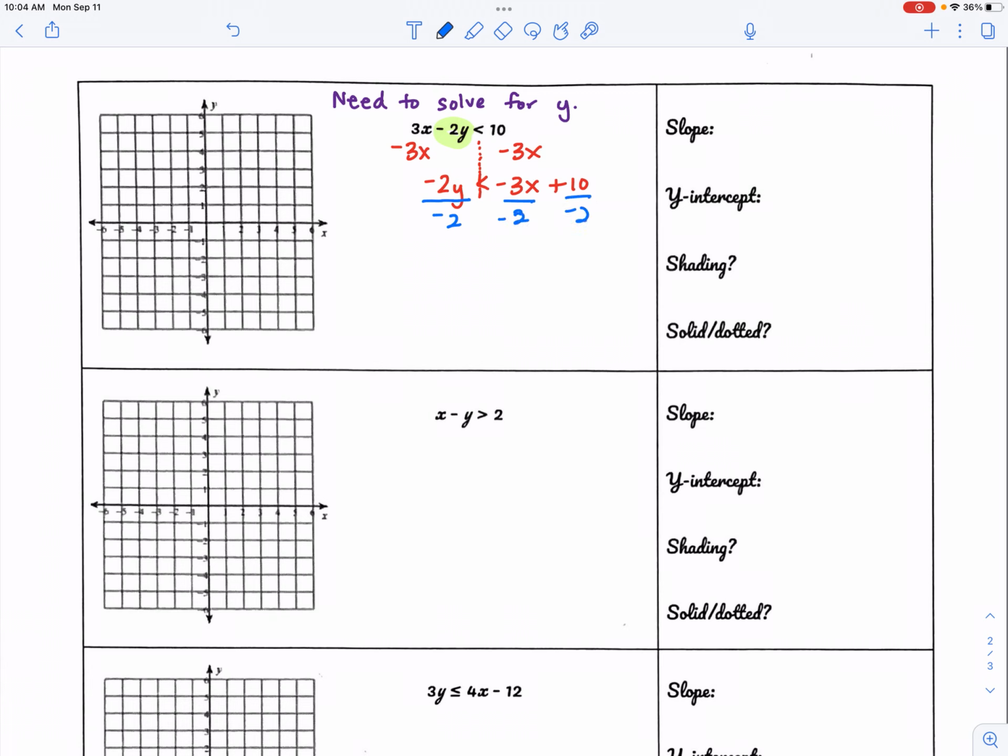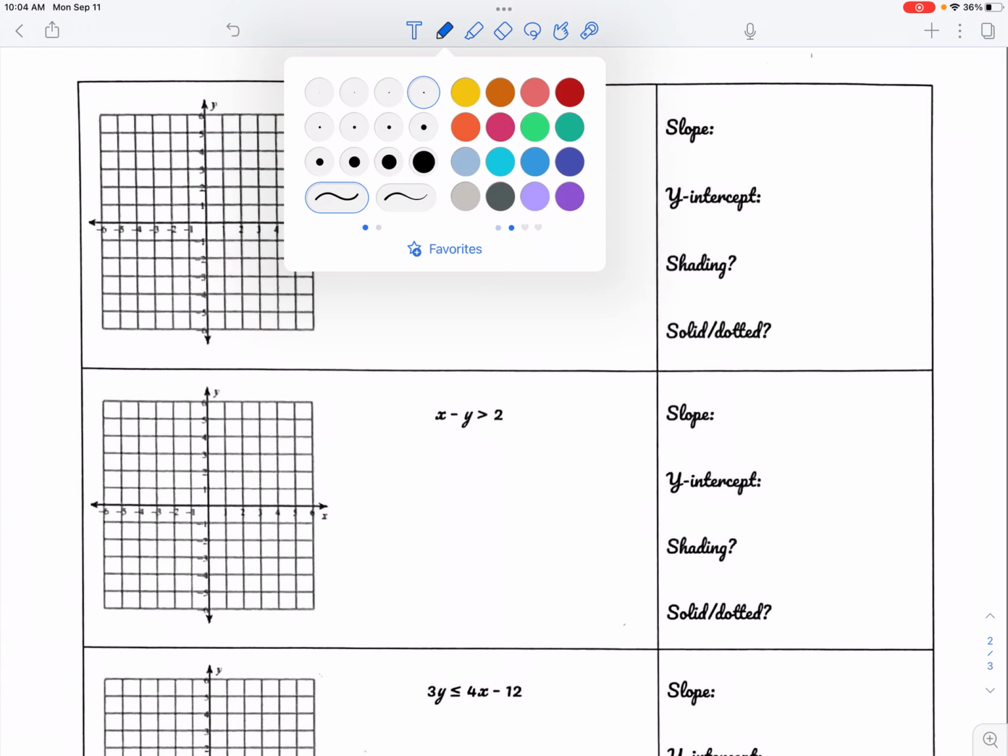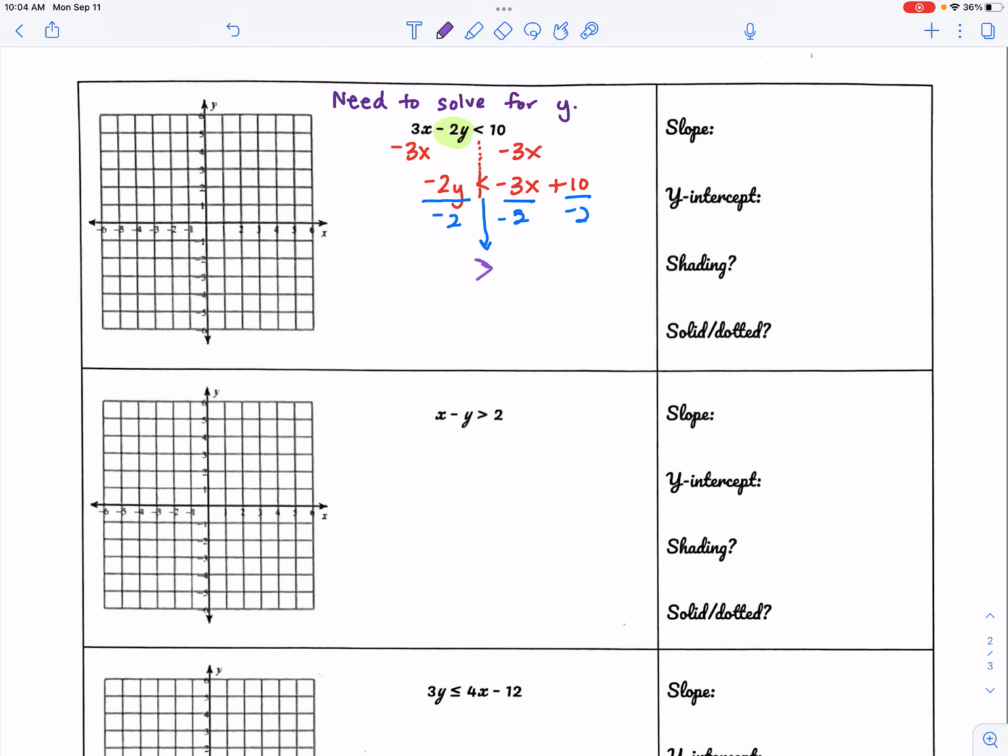This is where, because we're dividing by a negative, this sign needs to flip. We need to flip that sign. If we don't flip that sign, the whole inequality is incorrect. Our graph is going to be incorrect, so we need to be very careful. So this is going to be y greater than, these two negatives turn into a positive, 3 halves x. Please leave your slopes in fraction form. It makes it easier to graph. And then 10 divided by negative 2 is negative 5.